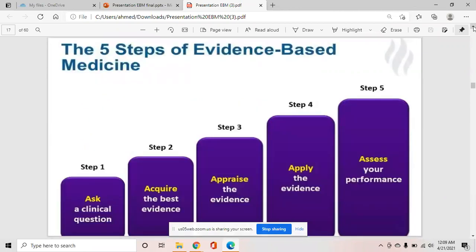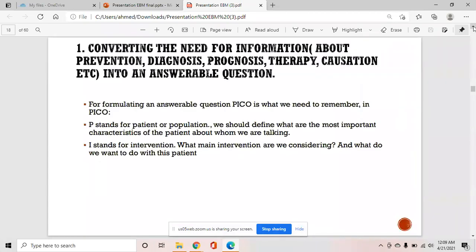The 5 steps of evidence-based medicine are shown in the diagram. Step 1 is ask a clinical question. Step 2 is to acquire the best evidence. Step 3 is appraise. Step 4 apply, and step 5 assess. Step 1, converting the need for information about prevention, diagnosis, prognosis, therapy, causation, etc., into an answerable question.